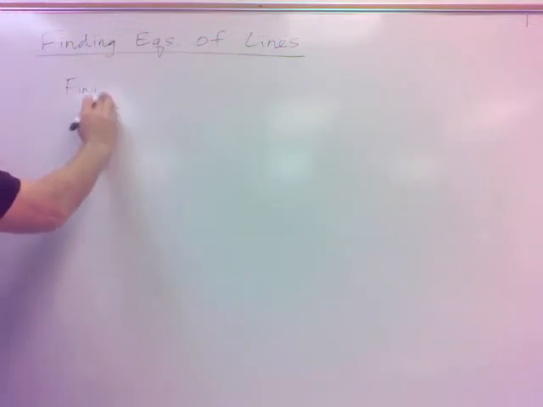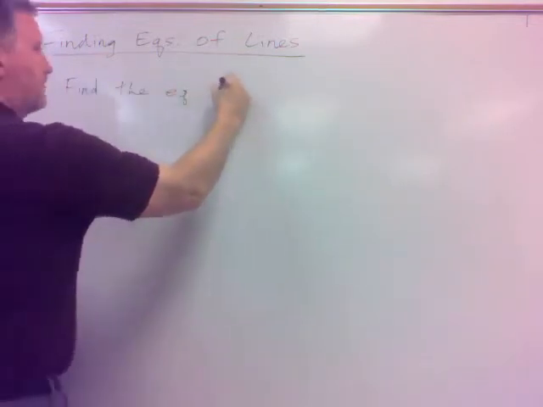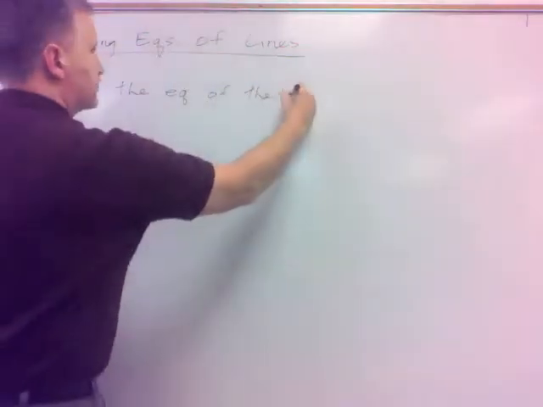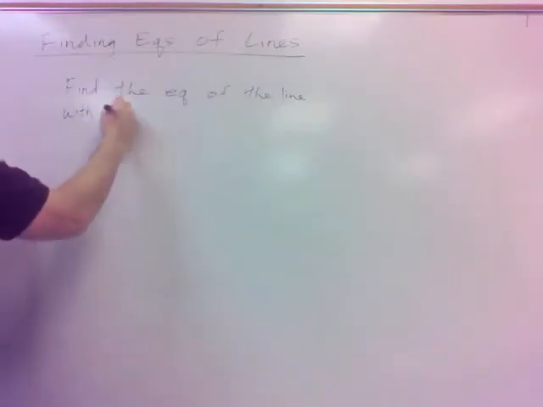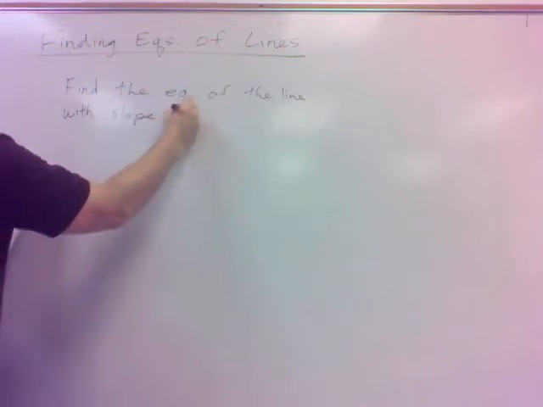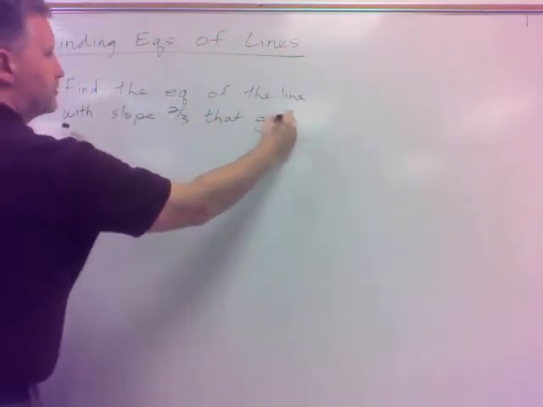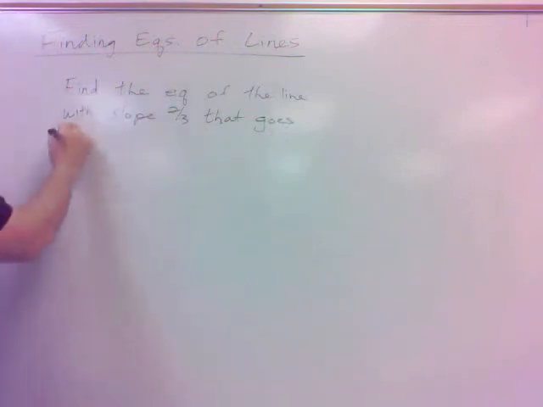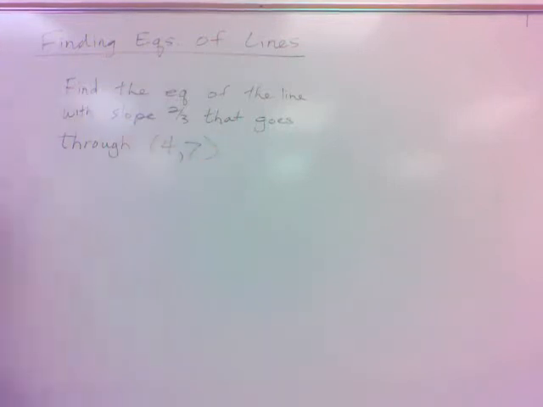So let's say we were to find the equation of the line with slope 2/3 that goes through the point (4, 7). Find the equation of the line with slope 2/3 that goes through the point 4 and 7.